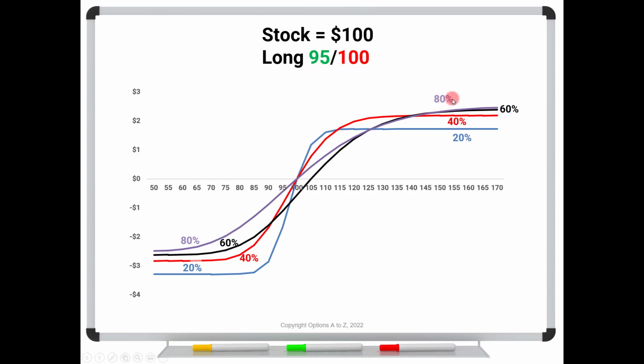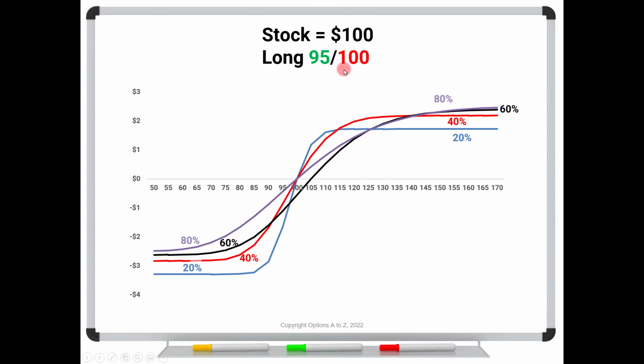And so because the volatility is high, the market's going, I don't know if this is going to be in the money. I'm not willing to pay a lot for it. That's why the price is the cheapest. The purple line sits the highest on the graph, and it also therefore produces the highest maximum gain.